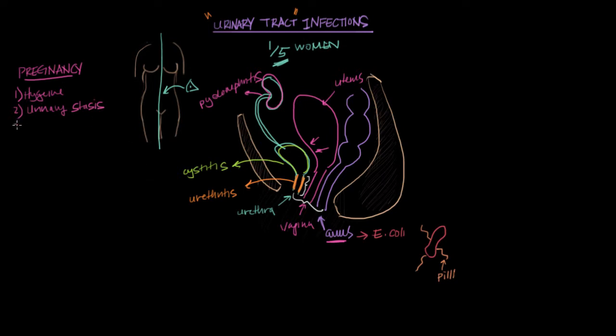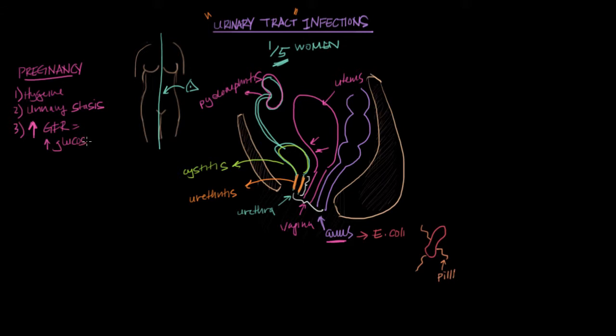And another thing that happens in pregnancy is that the GFR, the glomerular filtration rate, or the rate at which blood is filtered through the kidneys, increases. So the GFR increases in pregnancy. And what that means is that things like glucose are filtered a lot more out of blood and into the urine.